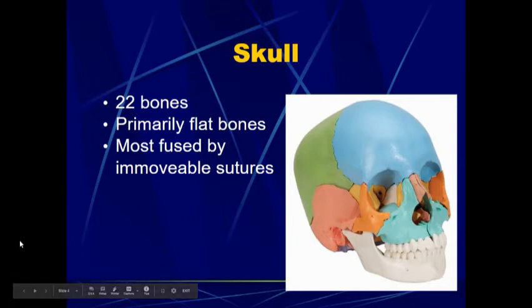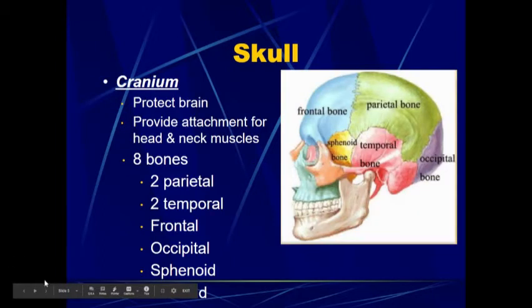The skull itself has a total of 22 bones, most of which are flat, and most of them are fused together by immovable sutures. The skull can be divided into two parts. The part that is encasing the brain is called the cranium. In addition to protecting the brain, it also provides attachment for neck and head muscles.